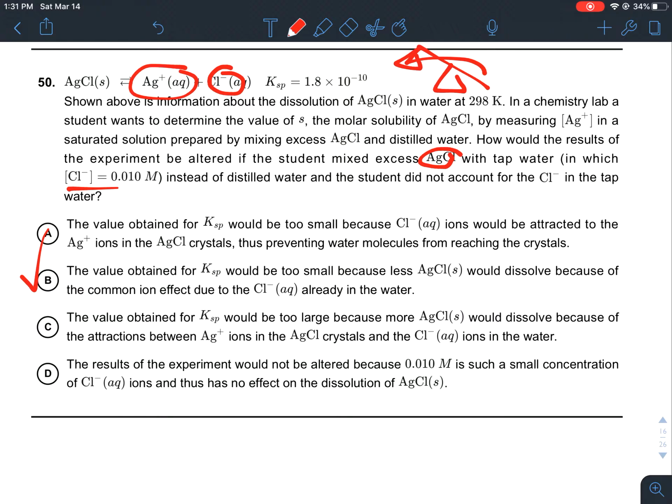The value of the obtained Ksp would be too small because less AgCl would be able to dissolve. Because you already have Cl minus in the water, less of this could happen, and then your numbers would be off. This is the common ion effect due to the Cl minus that's already in the water. Think of it like an ICE table. You have an initial amount of AgCl, but you would also have an initial amount of Cl minus in the water as well. That's making your numbers skewed.